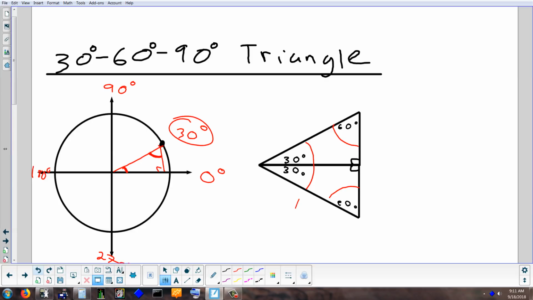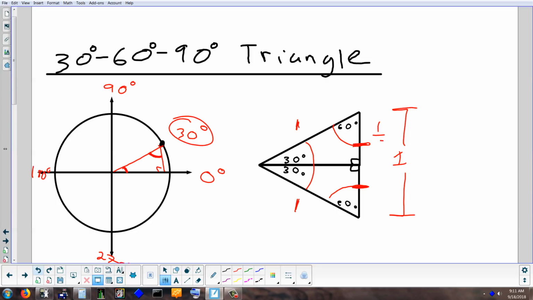Yep. All angles are the same, and all the sides are 1. So 1, 1, and this side is 1. So now, if that entire side is 1, we know that this side and this side have to be the same length, right? Because they're copies of each other. So if these two sides are the same length, and they add up to 1, then they both have to be what? They both have to be a half.